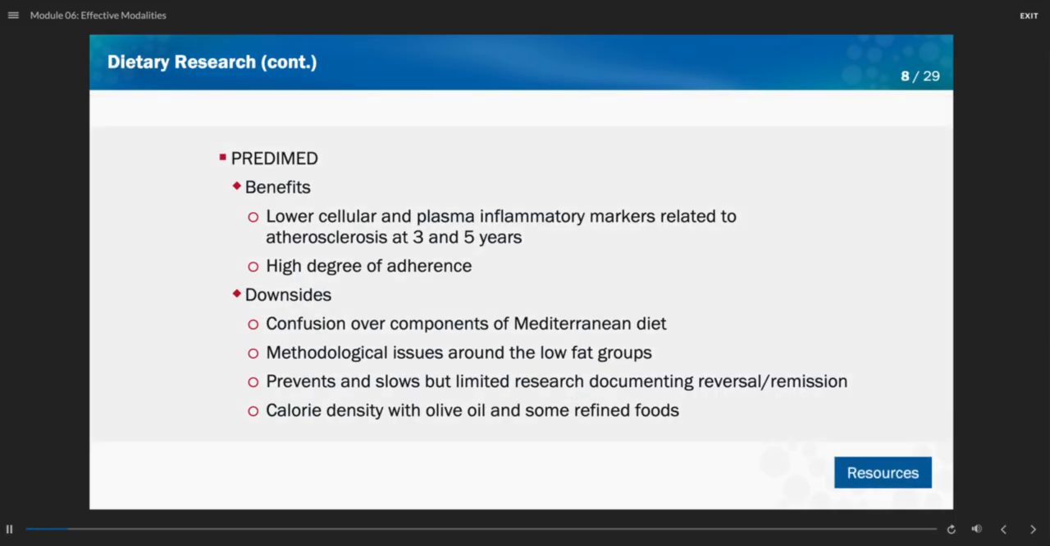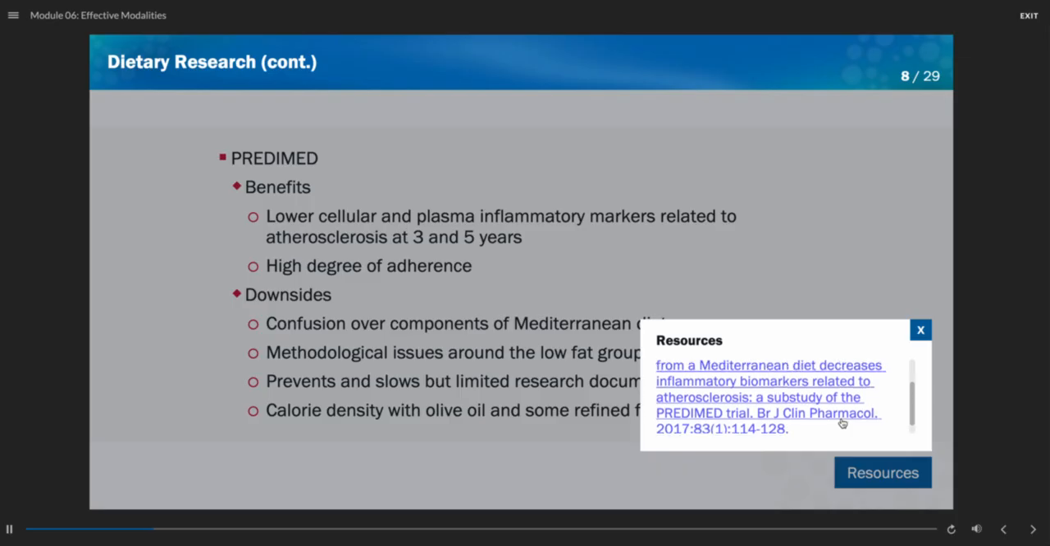The benefits of the PREDIMED diet: they showed there was lower cellular and plasma inflammatory markers related to atherosclerosis at both 3 and 5 years, and that people liked the diet.